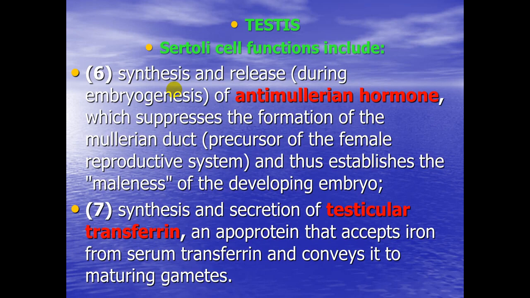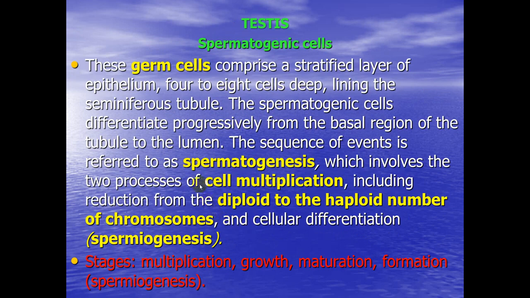And the last very important function: Sertoli cells synthesize and secrete testicular transferrin, a protein that accepts iron from the serum transferrin and delivers it to maturing gametes. Maturing gametes also need iron for their maturation.